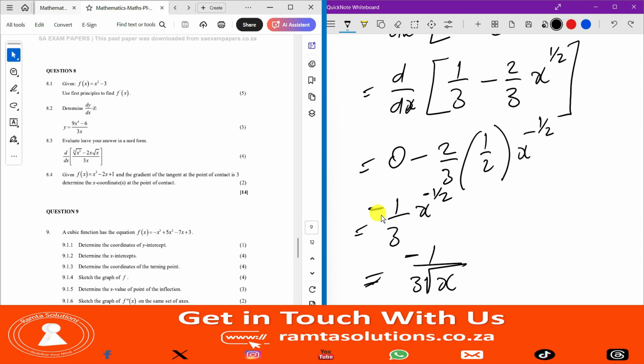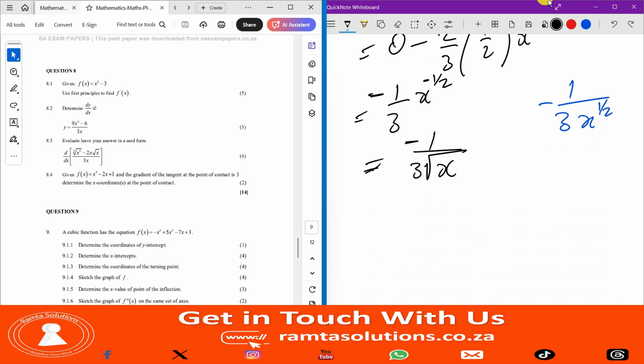Okay, it said leave your answer in surd form, so this is your answer. If you're wondering, it's because we say minus 1 over 3 x to the half, and obviously power half is a square root. Okay, good. So this is your answer.